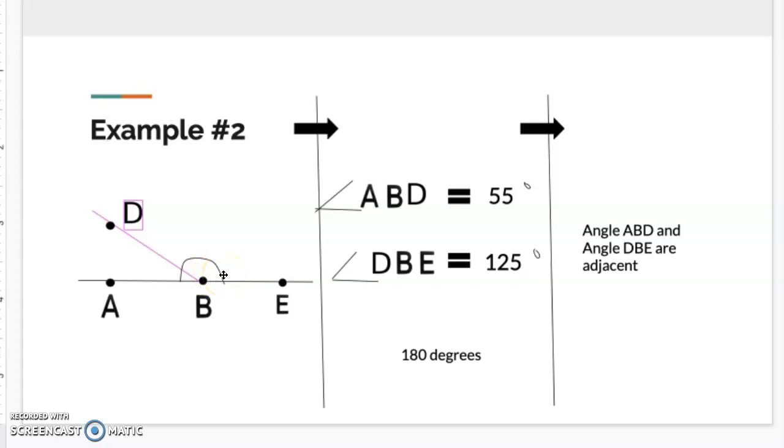So supplementary are just any angles that add up to 180 degrees. It could be different numbers, but it just has to be two numbers that add up to 180 degrees, because that is what supplementary angles are.